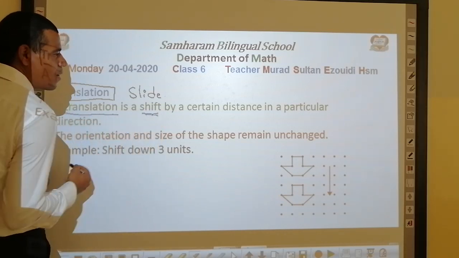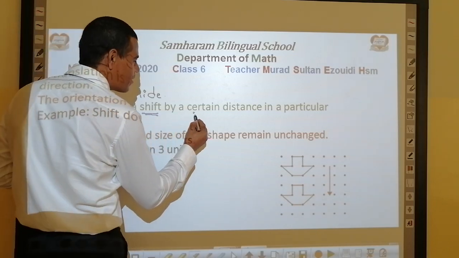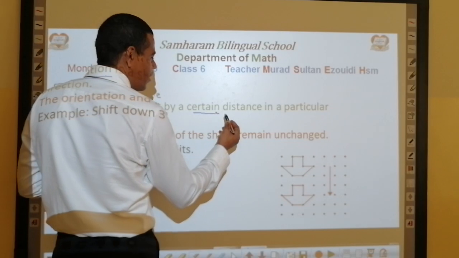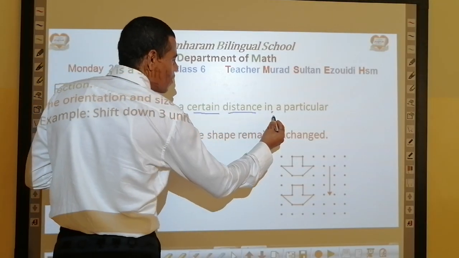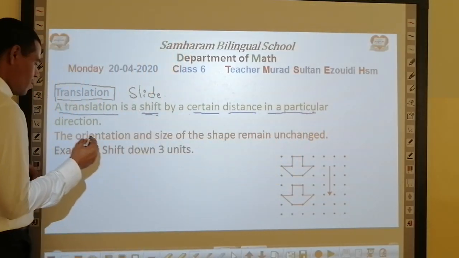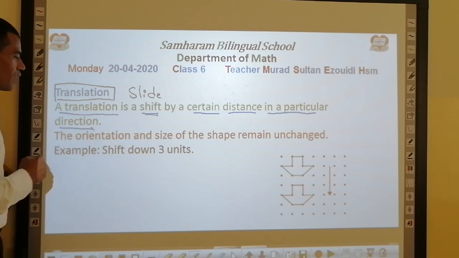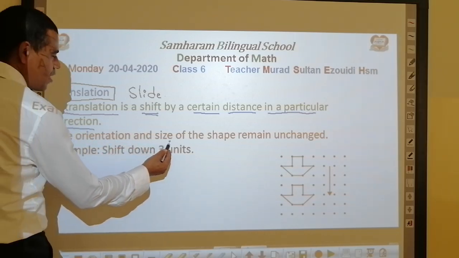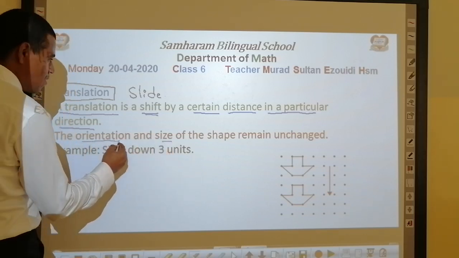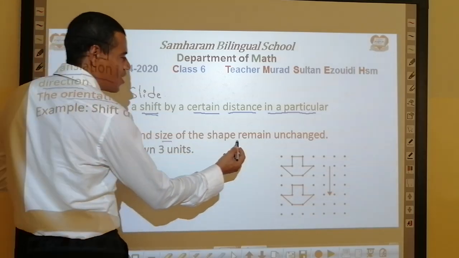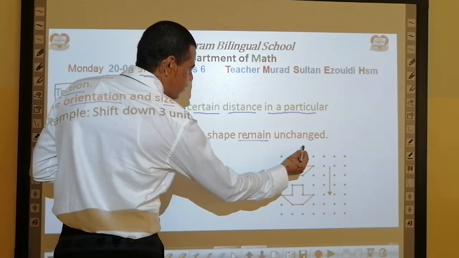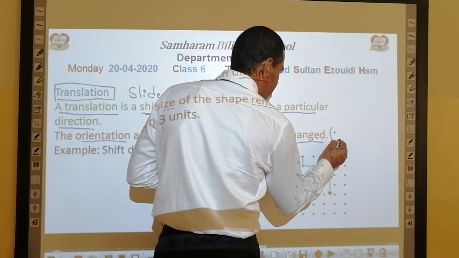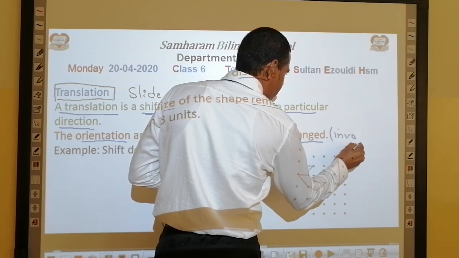By a certain distance, meaning that a translation keeps the same distance in a particular direction. The orientation and the size of the shape remain unchanged, invariant. Unchanged means invariant.